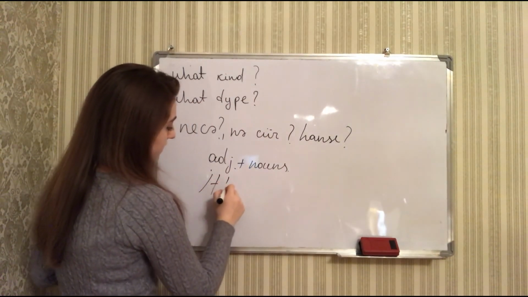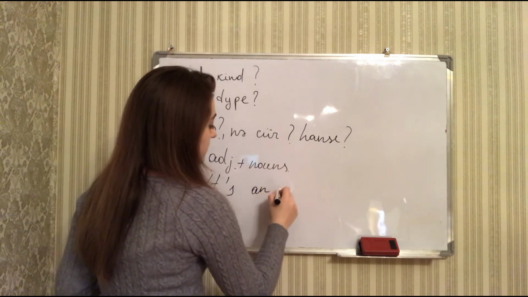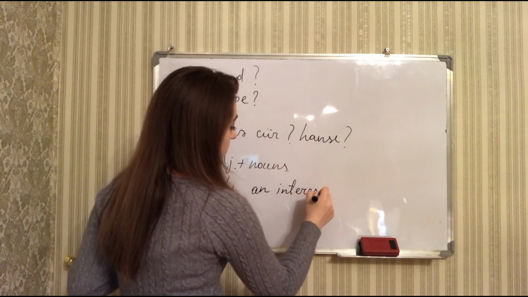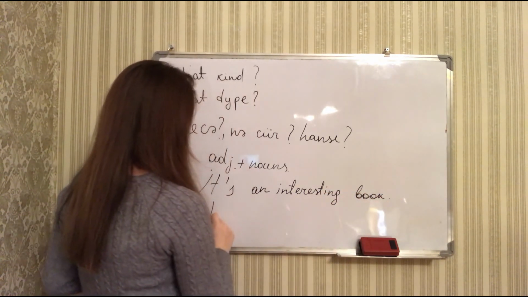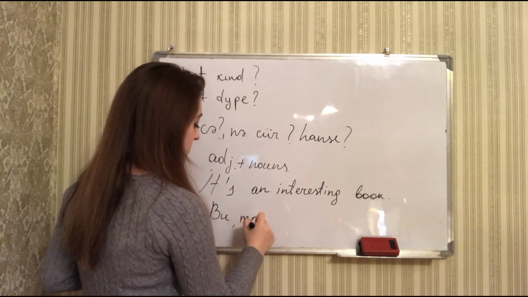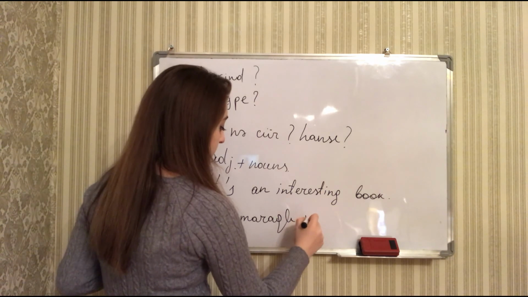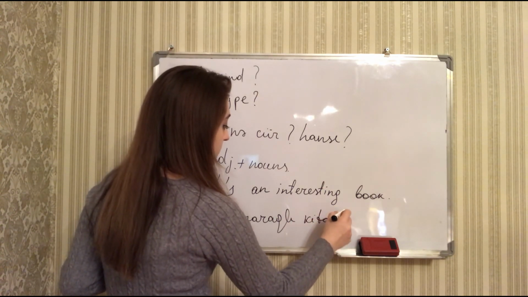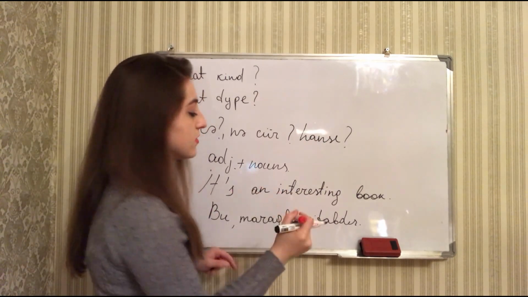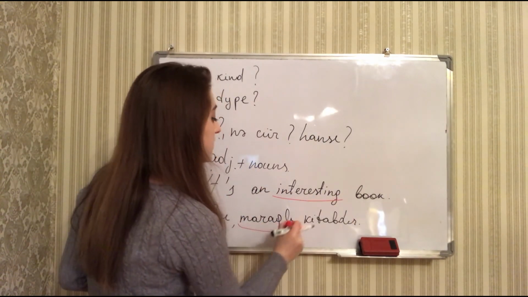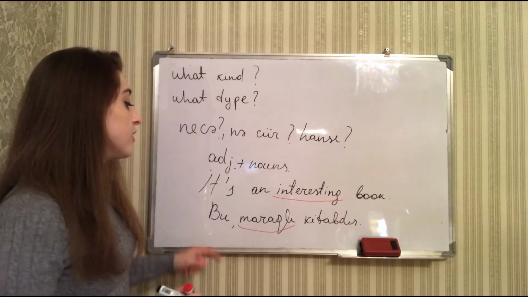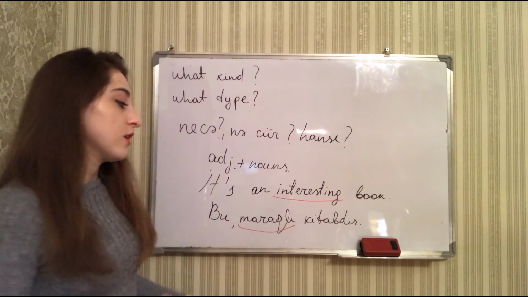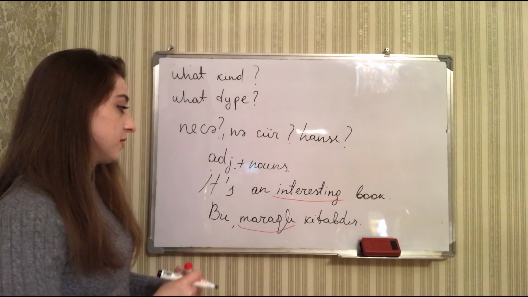For example, let's write some sentences. It's an interesting book. Bu maraqlı kitabdır. Okay, where is the adjective? Interesting, maraqlı. So, what kind of book is it? It is an interesting book. Bu necə kitabdır? Bu maraqlı kitabdır.